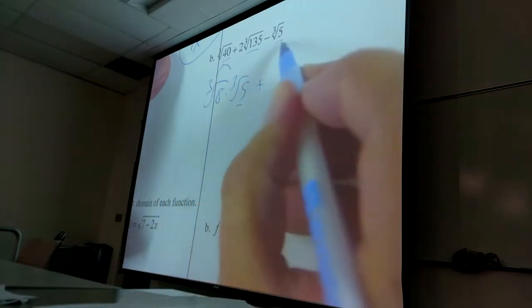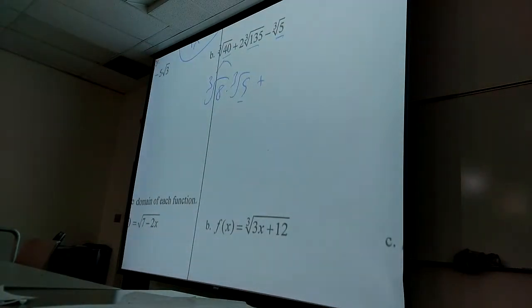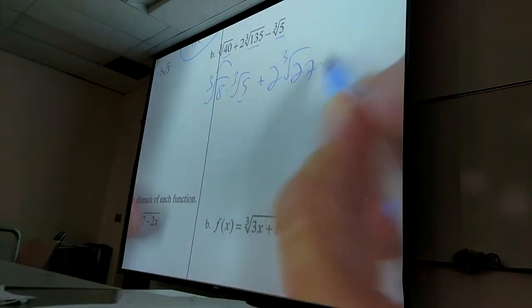Notice how I see 5 a couple times. Do you guys see that? I keep pointing out how several problems have hints in them. I'm going to try 5 into 135, and you'll get 27, which is a great number to get. Why is that a great number to get? Because it's a cube.